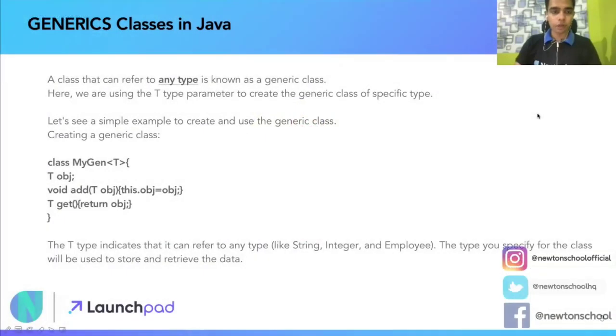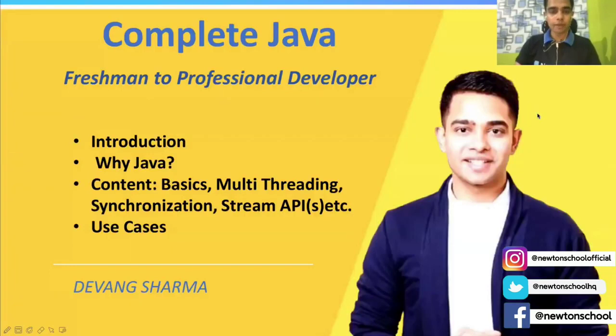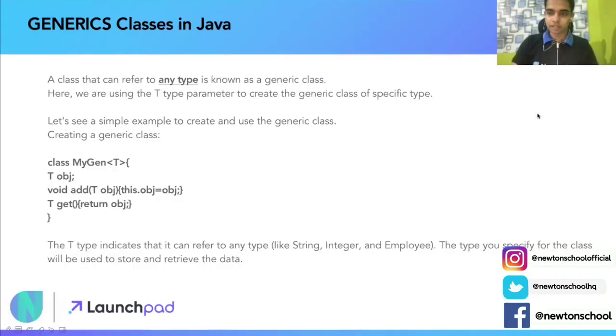In the last video, we talked about what generics are in Java, why generics were used, and what advantage we get using generics in Java. In this video, we are going to talk about generic classes and generic methods, and we are going to see via code how generic classes and generic methods are implemented. Let's start first with generic classes.